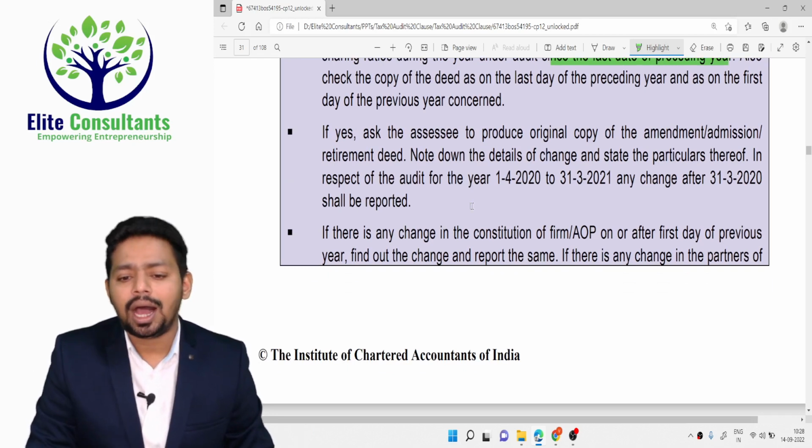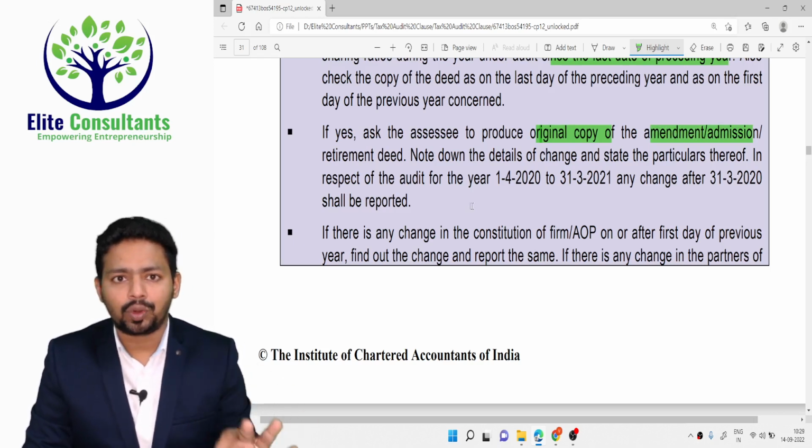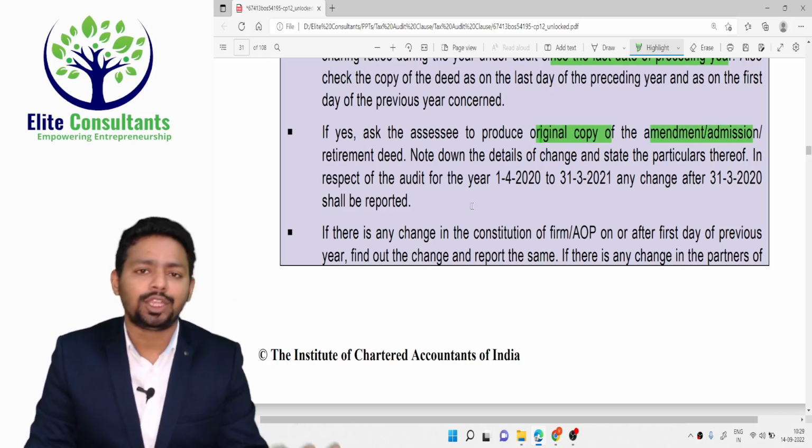If yes, ask the assessee to produce the original copy of the amendment or admission or retirement deed. Original copy, not photocopy. You have to check whether the stamp duty has been paid or not.